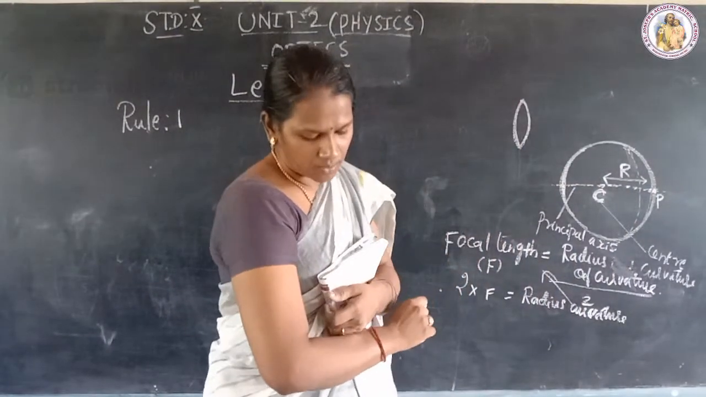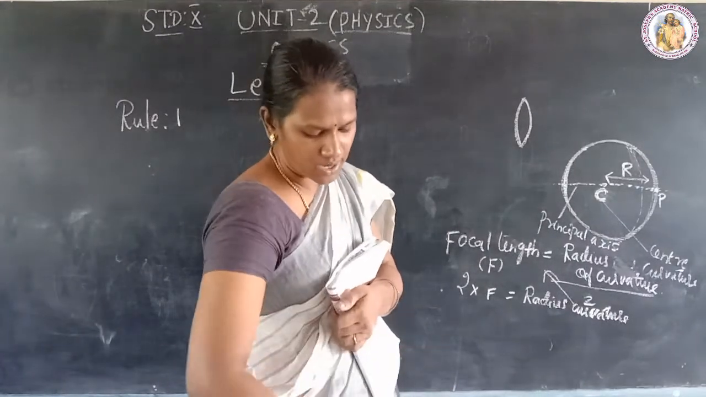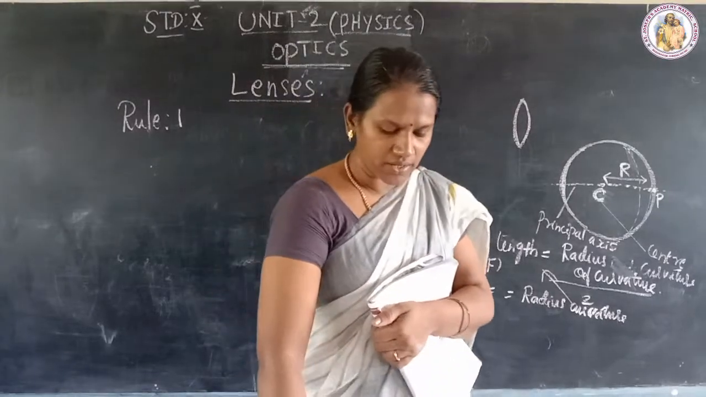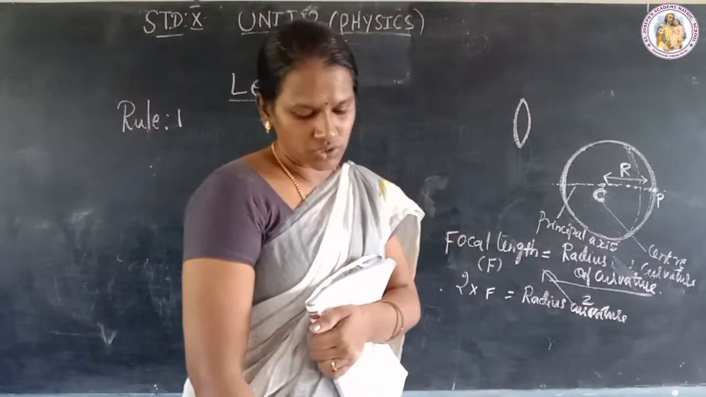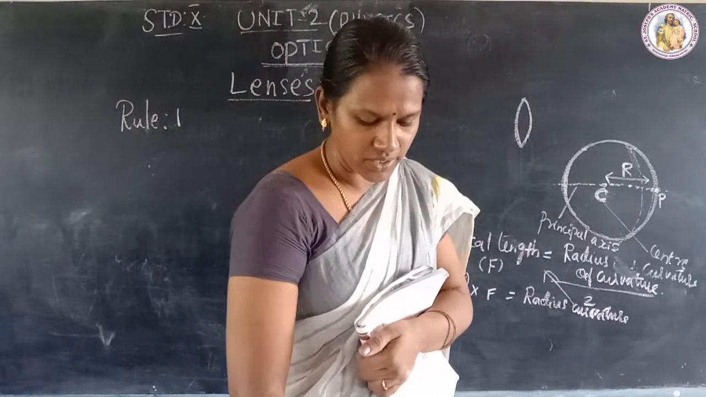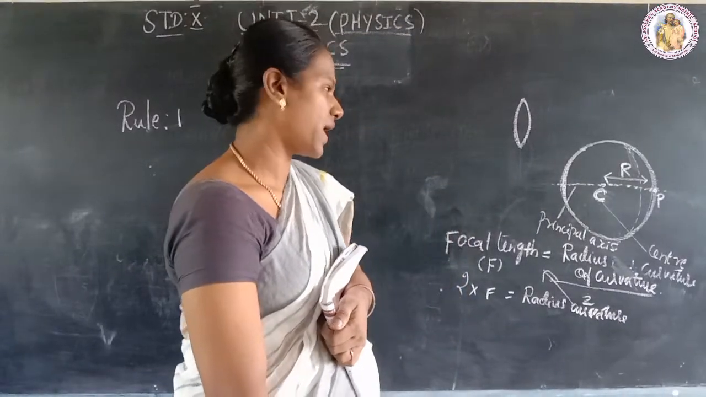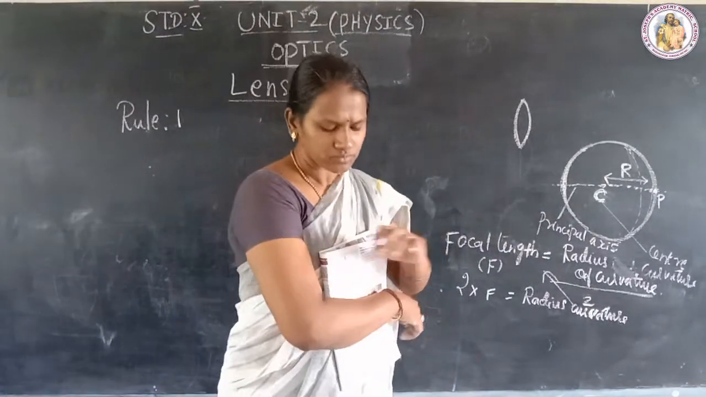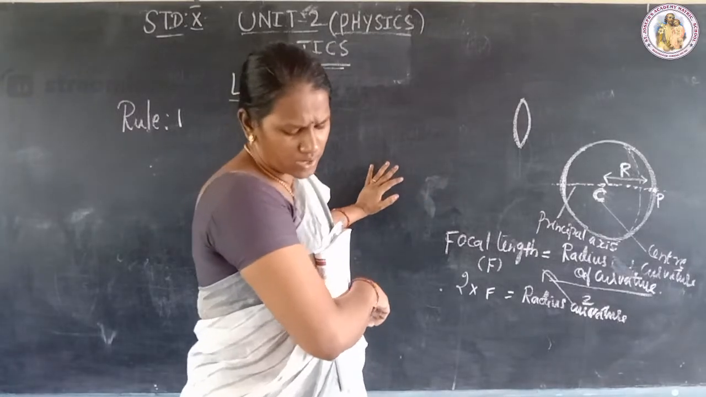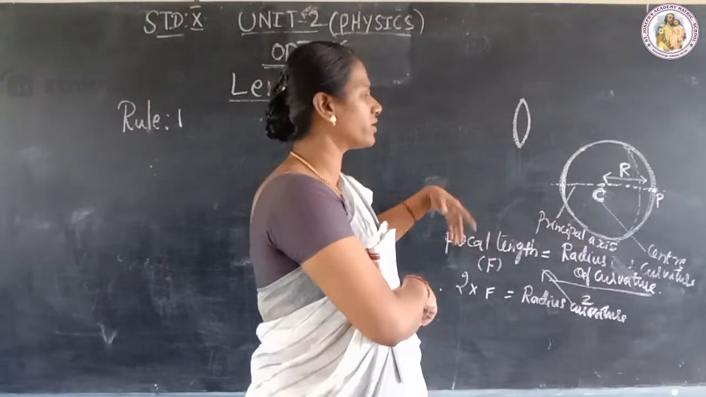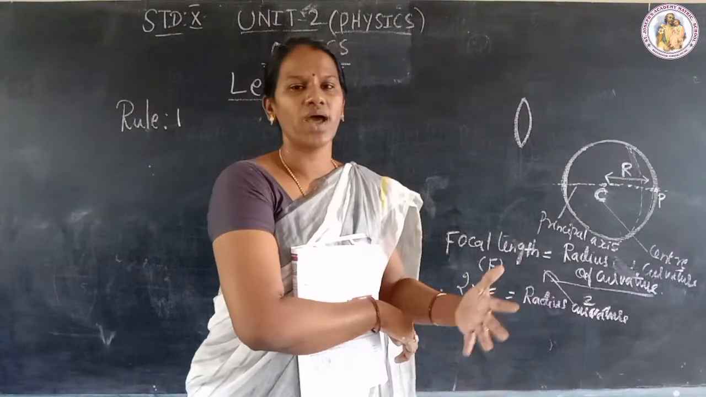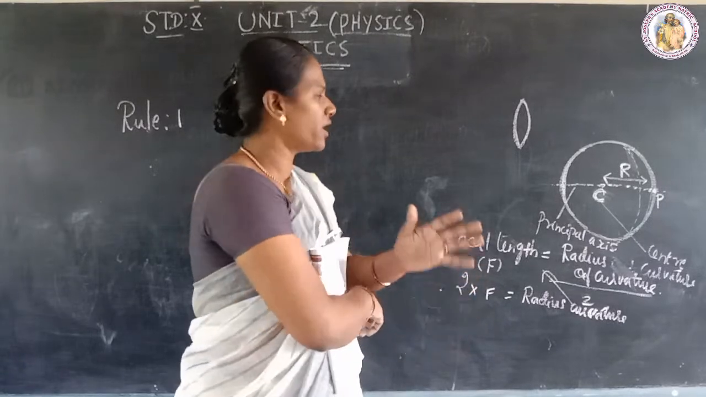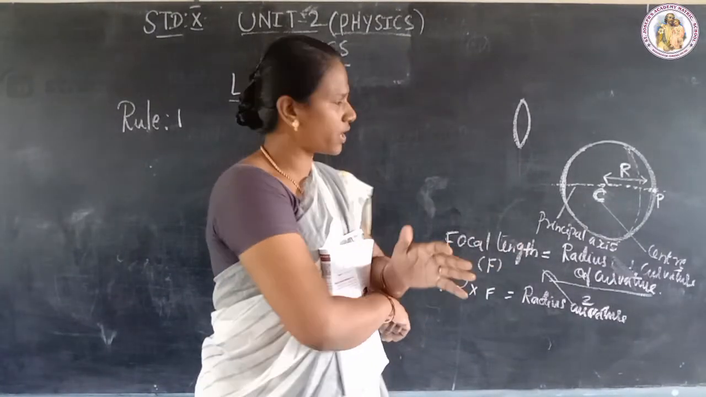Next we have the focus. When a beam of light is incident on a spherical mirror, the reflected rays converge at or appear to diverge from a point on the principal axis. That point is called the focus. Where the rays are converging or where they are diverging, that point is called the focus.